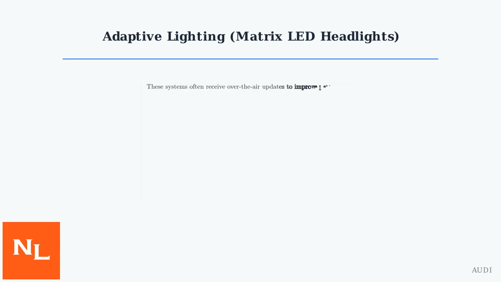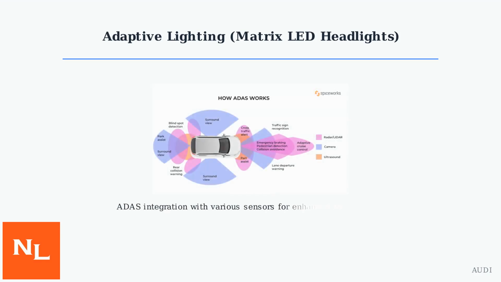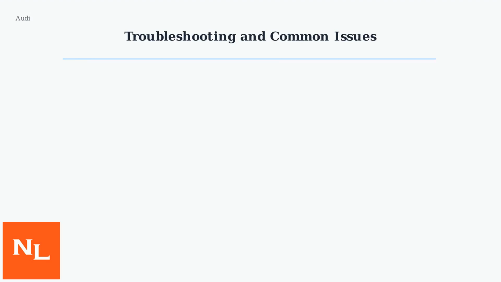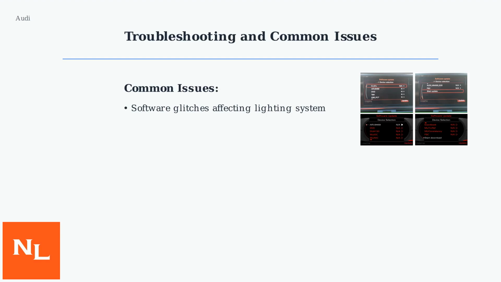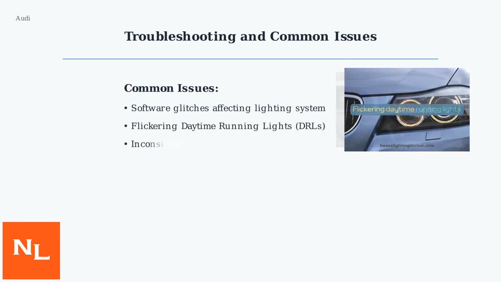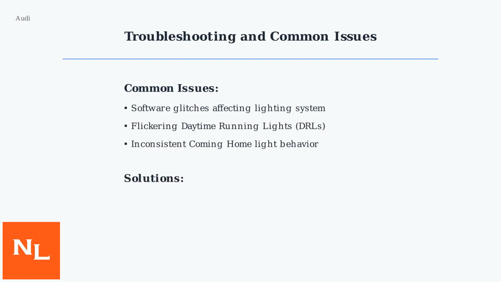These systems often receive over-the-air updates to improve performance and add new features through Audi's software ecosystem. The matrix LED system integrates with ADAS sensors, including radar, cameras, and ultrasound for comprehensive adaptive lighting that responds to the driving environment. Some users report occasional software glitches with the lighting system. These are typically resolved via dealership updates or over-the-air updates.